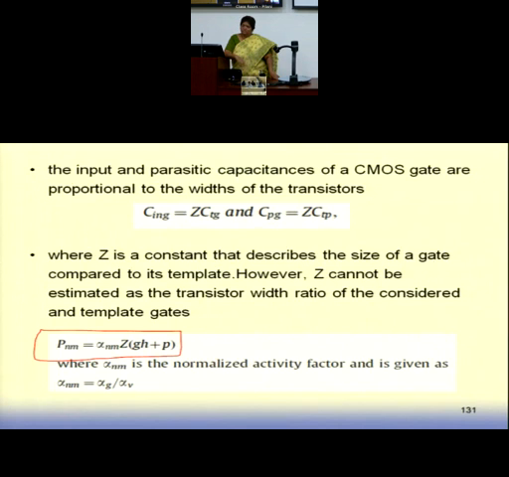So you can choose it to be the unit inverter, you can choose it to be the gate itself, or you can choose it to be some gate with respect to which you are referring the input of any other gate. And this template gate is something whose information is known to you.